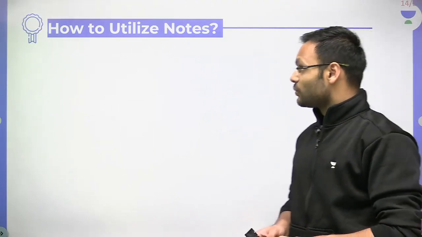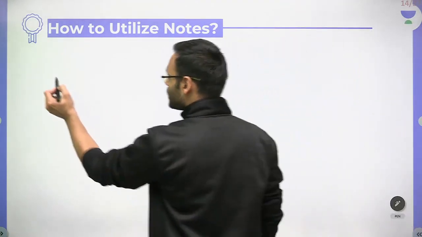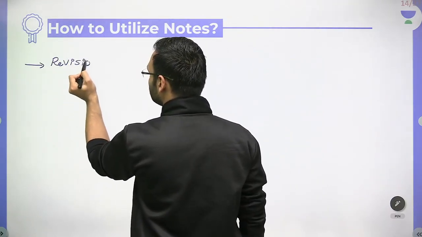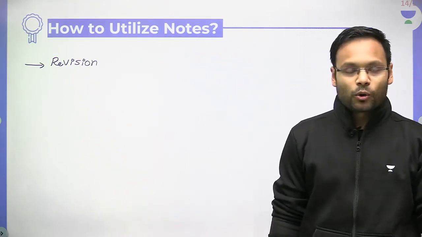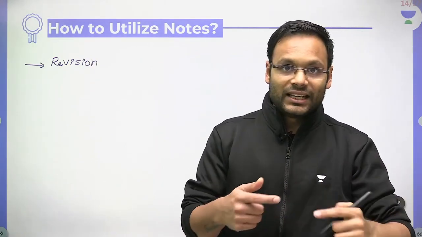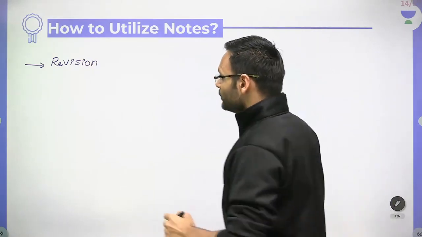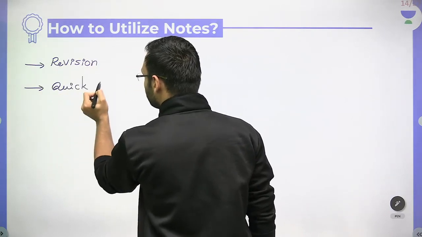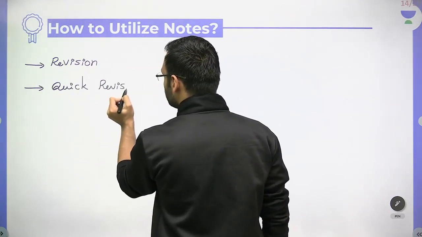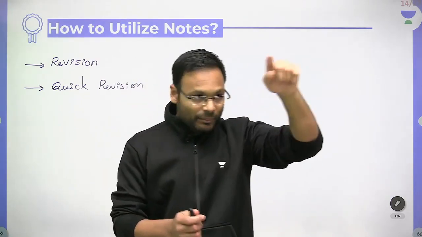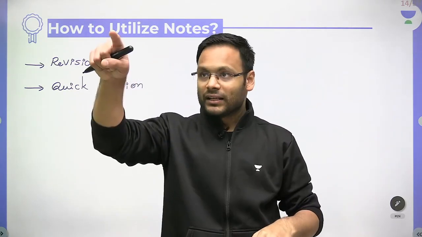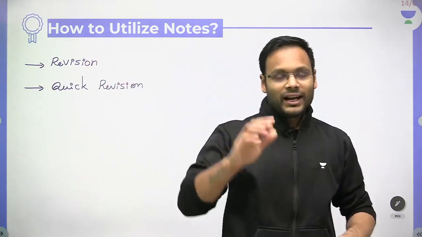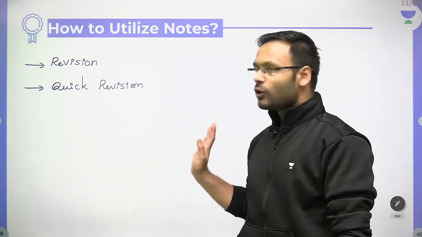Now, how to utilize the notes? While revision, you will use your own notes so that you can quickly recall the things. Okay? You can even have quick revisions. You can just see, okay, I have seen this. Fine, I remember this. Okay, I remember this. Fine. I don't remember this, let me just see. I got it, I recalled it. Fine. And then, like this way, you can have quick revisions also from your own notes.